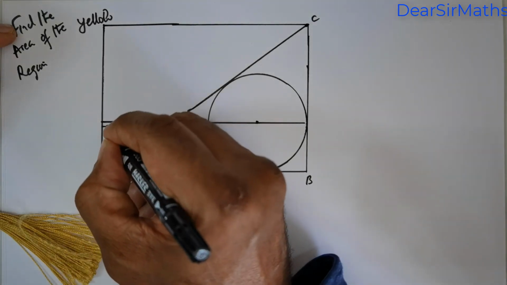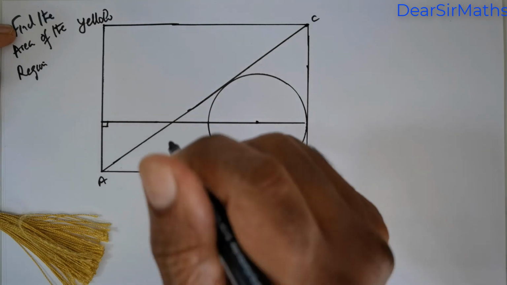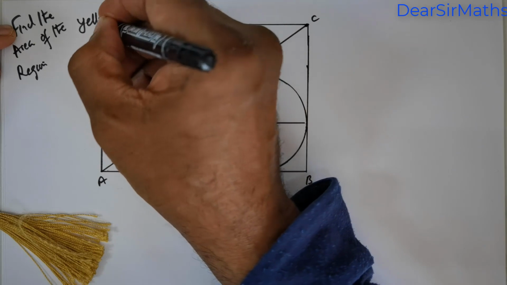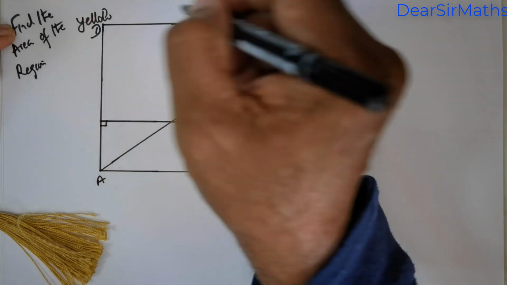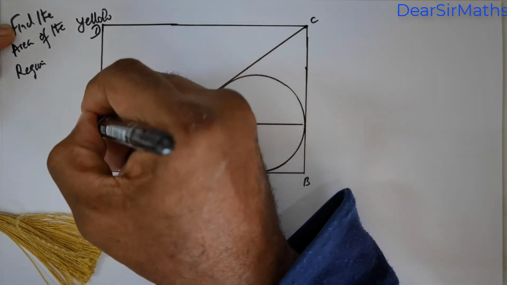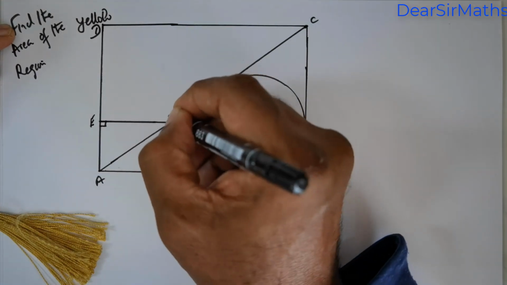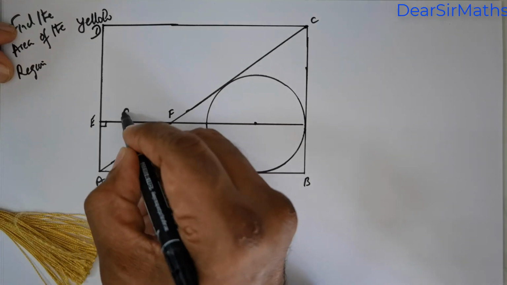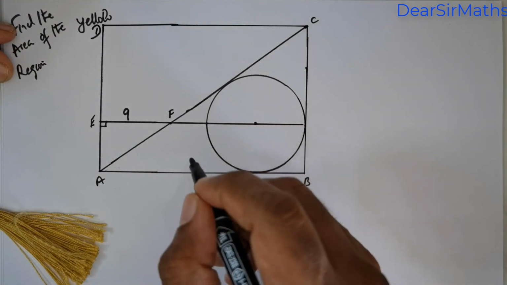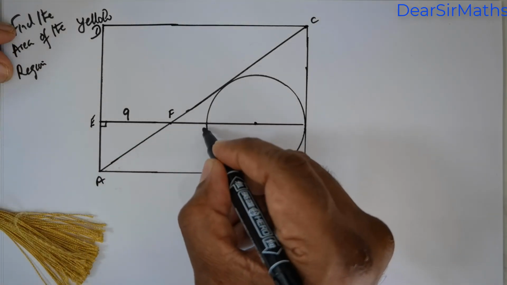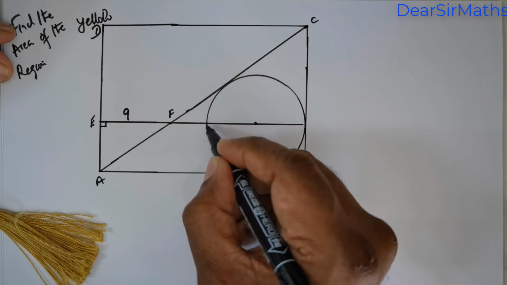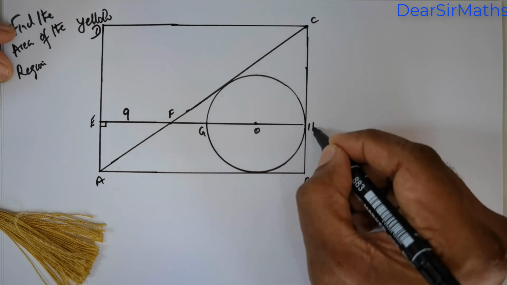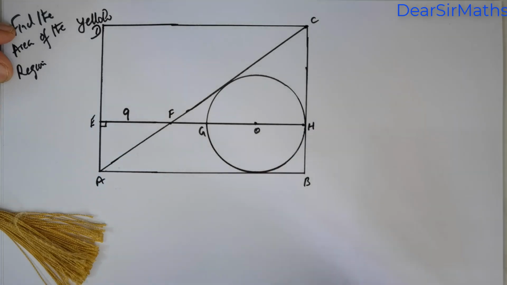Now this is going to be 90 degrees. Now let me name it as, this is going to be D there, A, B, C, D, E. Let me name this point as F. We are given EF is 9 units. And let me take this point as G, this point is O, this is H.